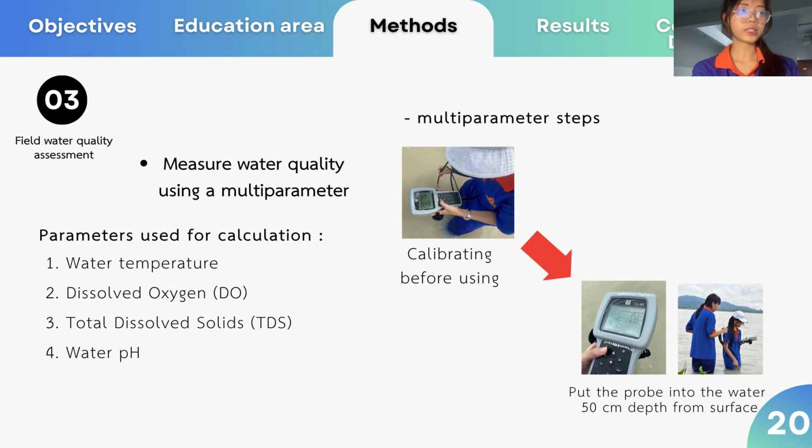Method Step 3. Field water quality assessment. We will use 4 parameters for the calculation: 1. Water temperature. 2. DO or dissolved oxygen. 3. TDS or total dissolved solids. And 4. Water pH. The first step of using the multi-parameter meter is calibrating. Then put the probe into the water 50 cm from the surface.